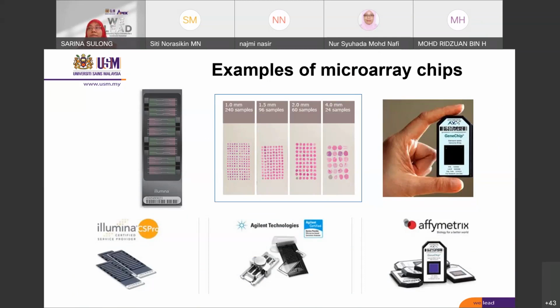For example, in this GeneChip by Affymetrix, you can apply one sample for one chip. But in this Illumina chip, you may apply 8 samples for one slide. So it is a different kind of format, okay? And this is an example of the tissue microarray.